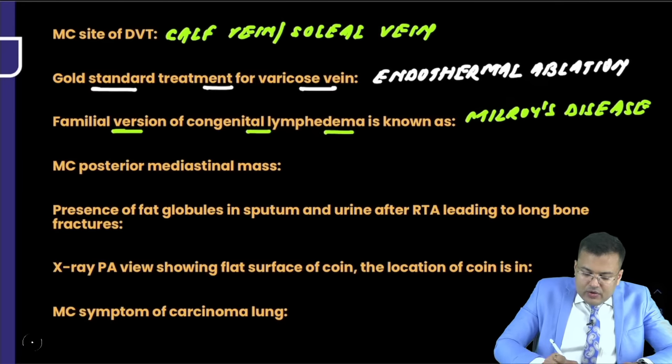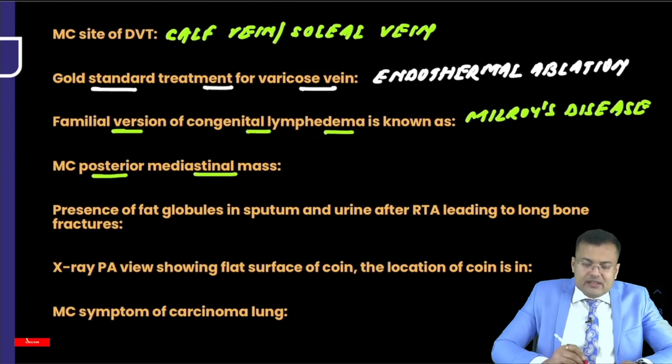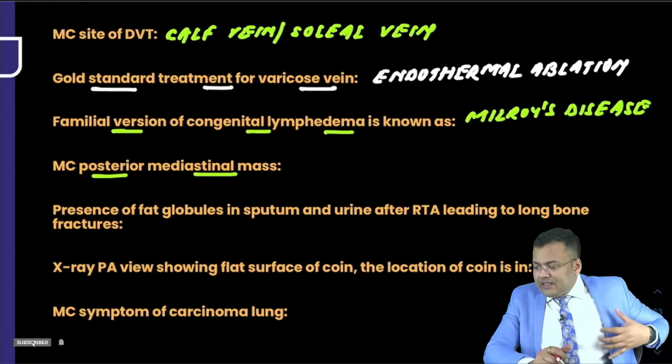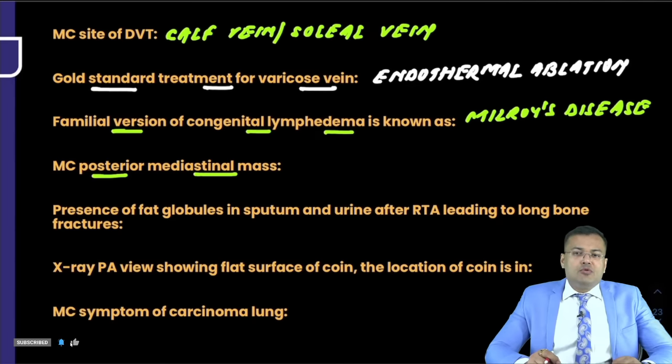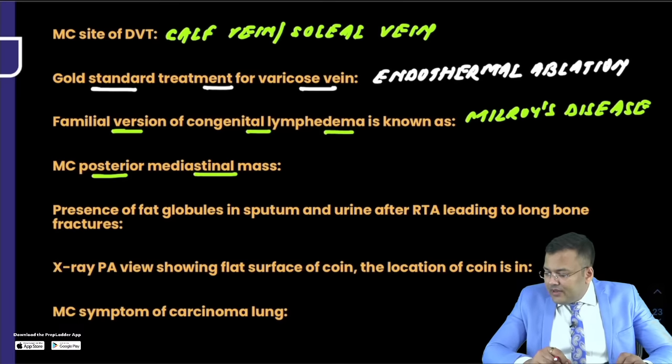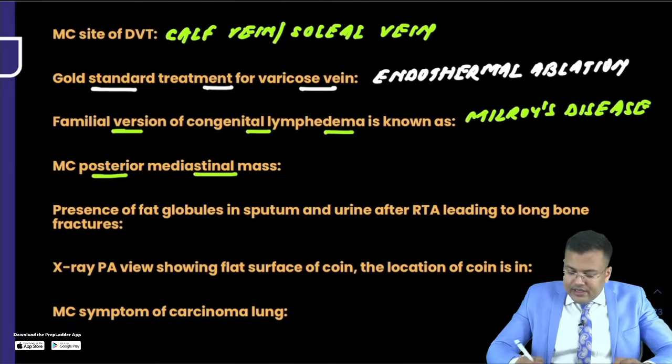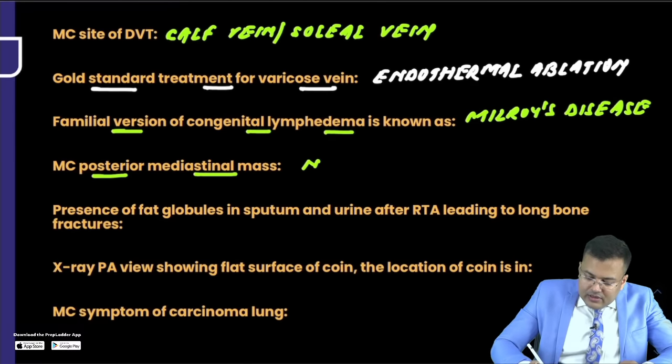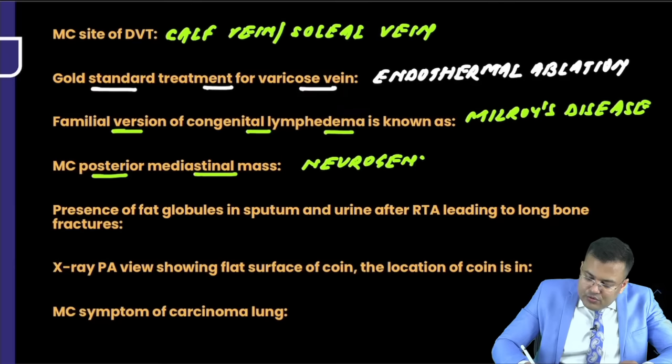Next question, what is the most common posterior mediastinal mass or tumor? Vishal Roy, first person to reply. It is neurogenic. Thymoma is common in the anterior mediastinum. So this is a neurogenic tumor.